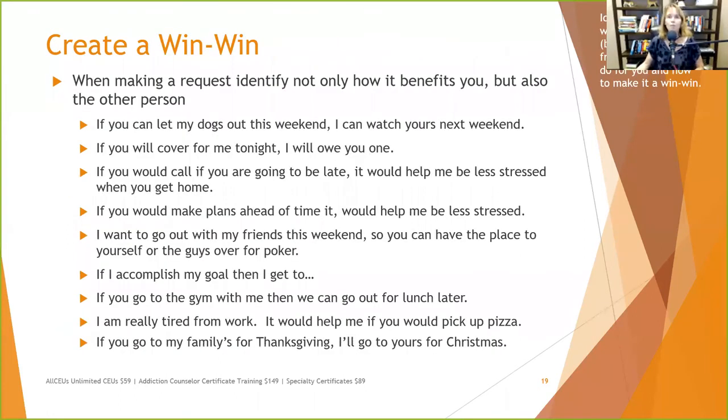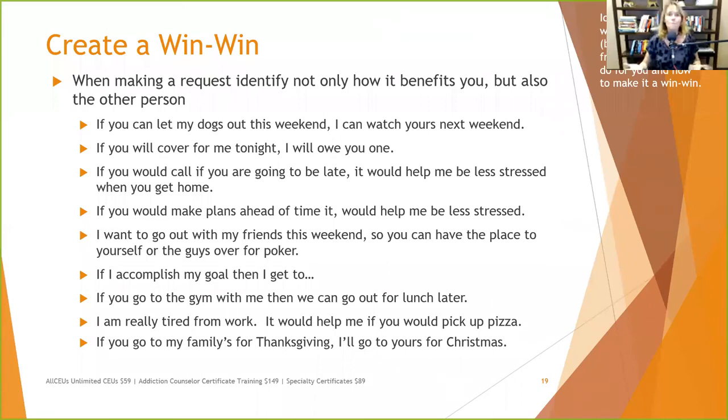Create a win-win by making sure to identify not only how your request benefits you, it would help me out if you, but also it benefits the other person. And I usually give these examples as a handout, but for example, if you let my dogs out this weekend, I'll watch yours next weekend or when you go on vacation. If you would call if you're going to be late, it would help me be less stressed when you get home. I want to go out with my friends this weekend, so you can have the place to yourself or have the guys over for poker.